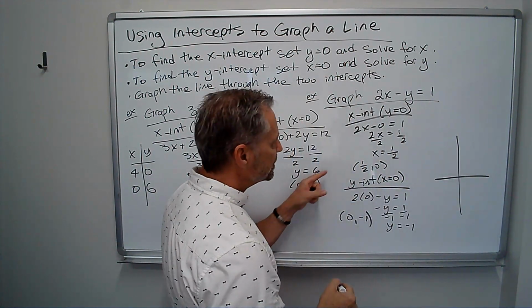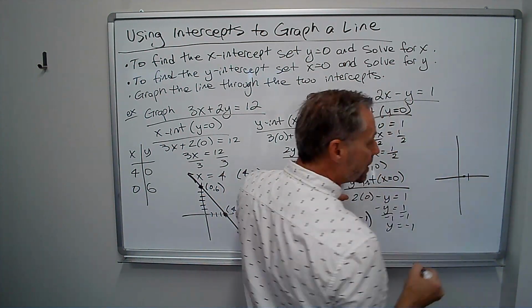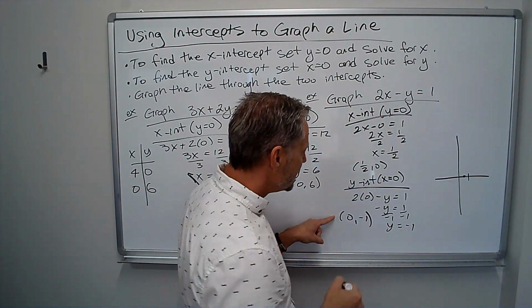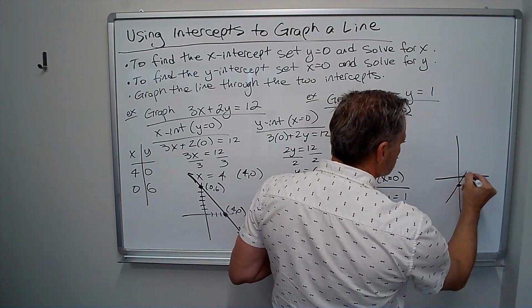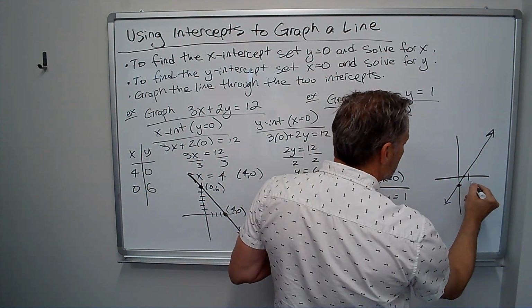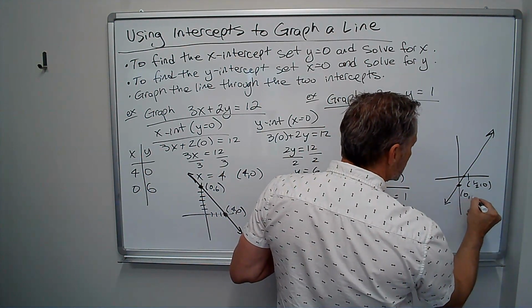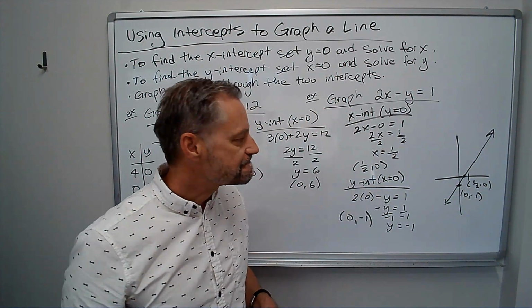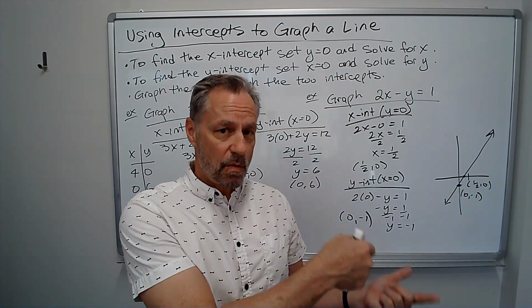But now to graph this, I have (1/2, 0). Well, if that's 1, half is halfway there. And I have (0, -1). And again, I will label these (1/2, 0) and (0, -1). And there's my graph.